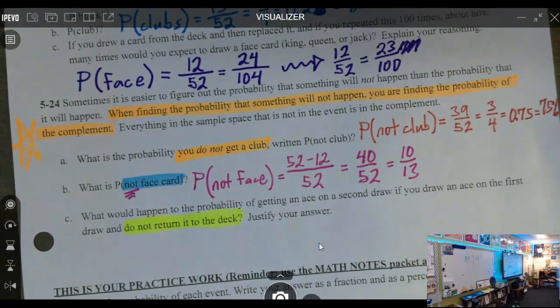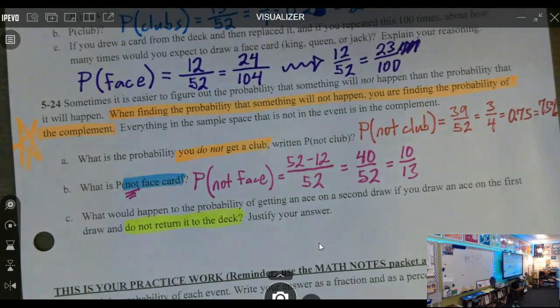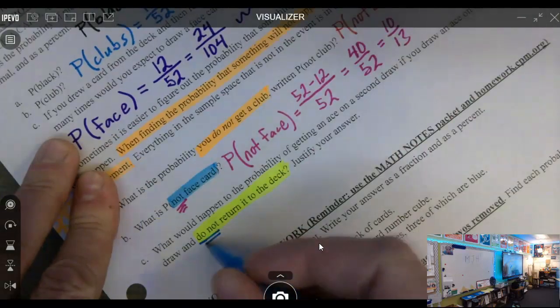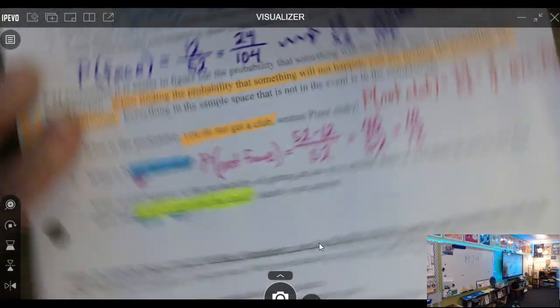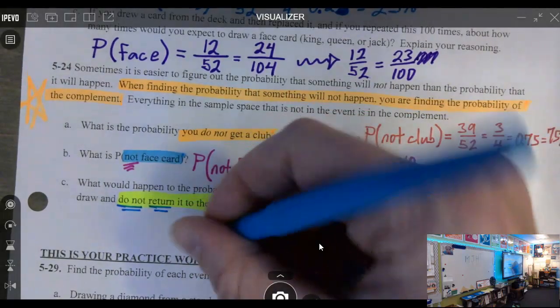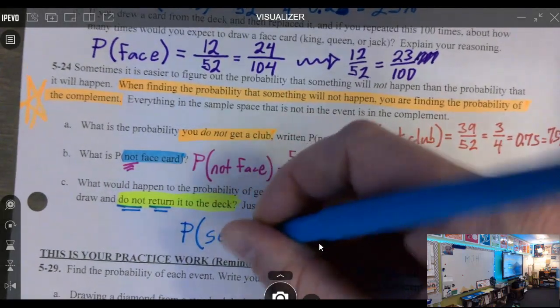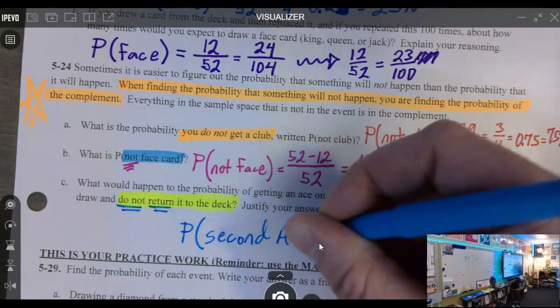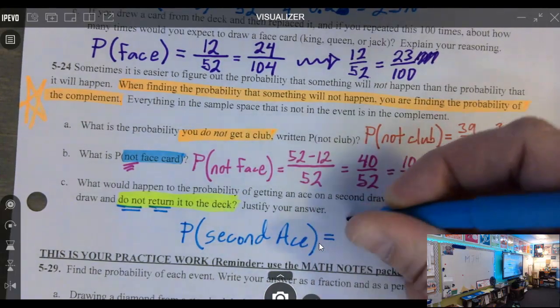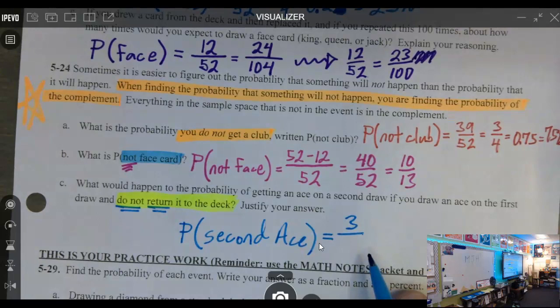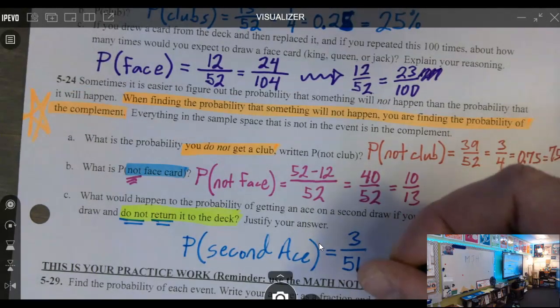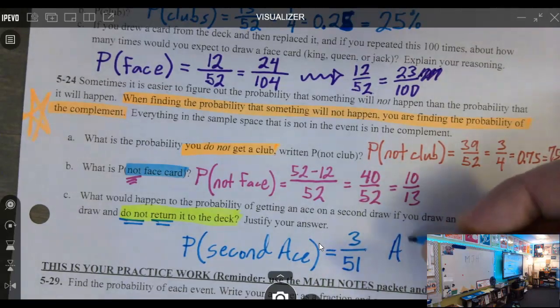Alex didn't return the card. So, hold up. A lot of you probably said 3/52. That's wrong. Since Alex did not return the card, that means your probability of getting a second ace. Now there are only 3 aces left, but how many cards are left in the deck? 51. Aha.